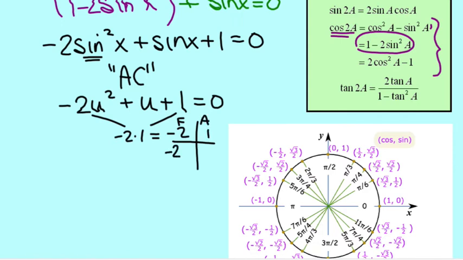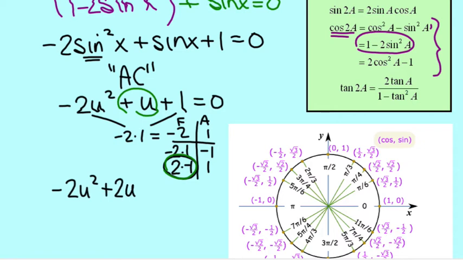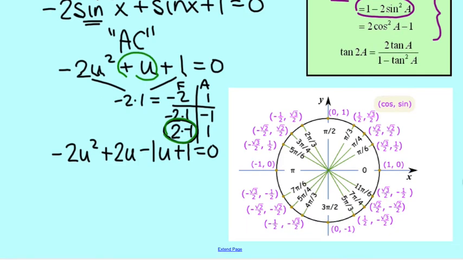So we get negative 2 times positive 1 is negative 2, but that doesn't work. And then positive 2, negative 1, that works. So these are the numbers we're going to work with. And we're going to replace this middle term with those two terms. So we have negative 2u squared plus 2u minus 1u plus 1 equals 0. What we've done is we've converted from a trinomial to a polynomial with 4 terms. We're going to finish it with grouping.